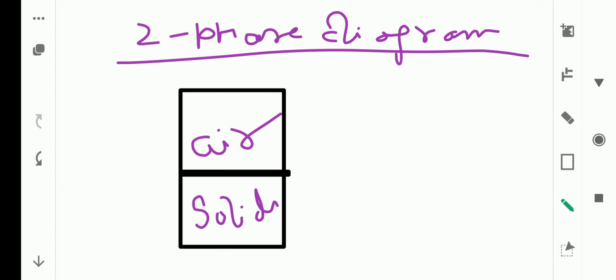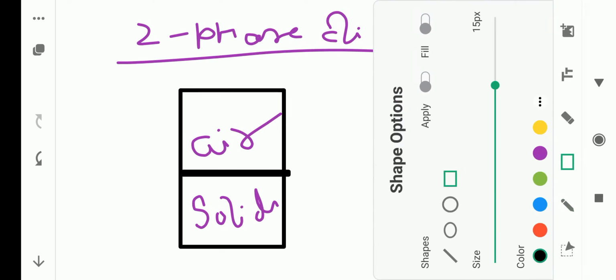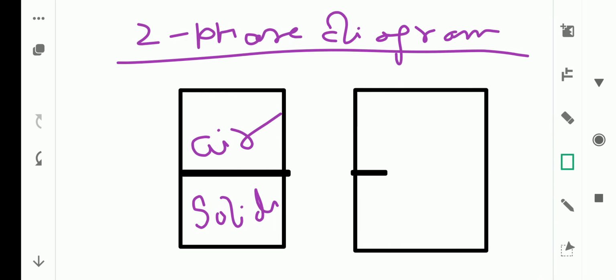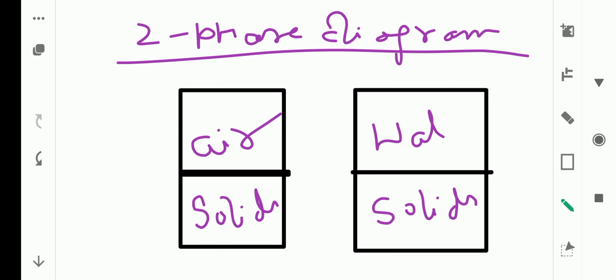Can you tell me another possibility of this? Another possibility is this. The soil contains solids, but instead of air it contains water. How is it possible? If the soil is completely saturated, meaning all the pores or all the voids of the soil are containing water.